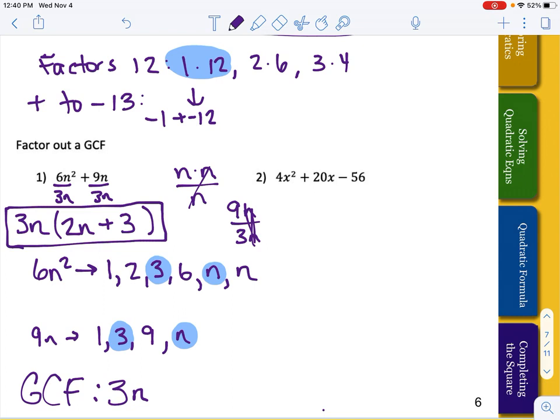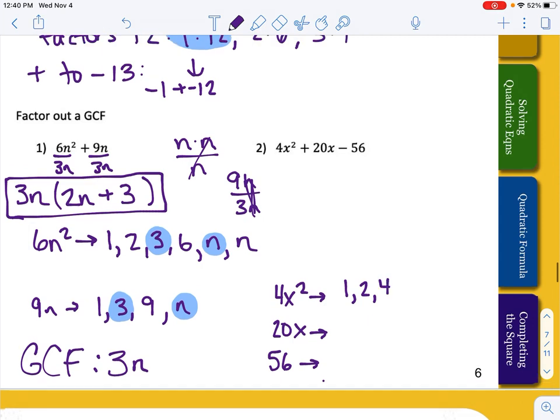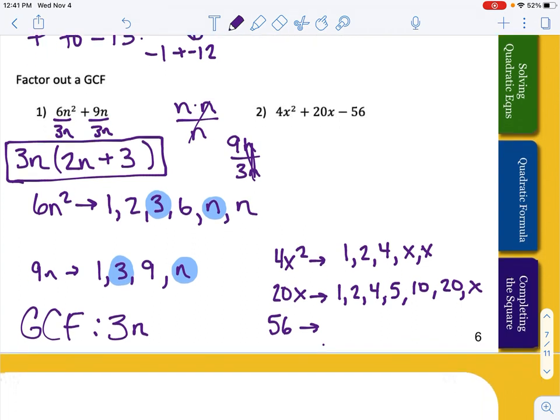This next one is a trinomial, so we need to find the greatest common factor between each of these: 4x squared, 20x, and 56. So for 4x squared, we have factors of 1, 2, 4, and x. For 20, we have factors of 1, 2, 4, 5, 10, 20, and x. And for 56, we have factors of 1, 2, 4.